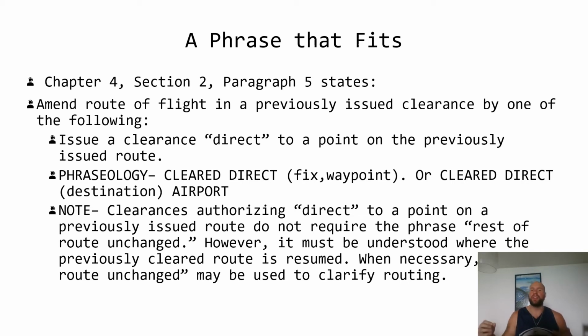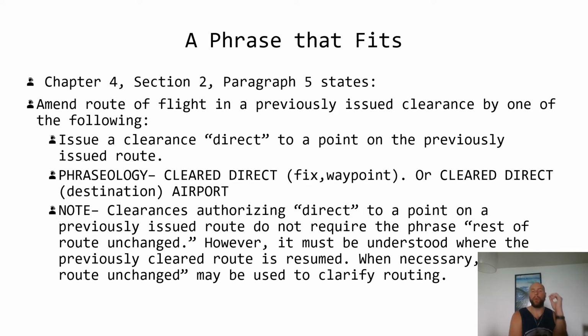So if you think there's going to be any ambiguity introduced by you giving an aircraft direct to their destination airport, which they'll love you for, or direct to a fix which is kind of close to the destination airport, which they will equally love you as well, just remember you can always add "rest of route unchanged" if you want to clarify and just make everything known.